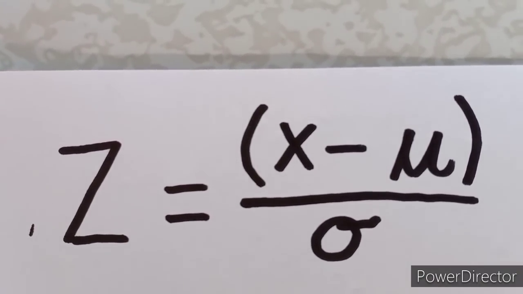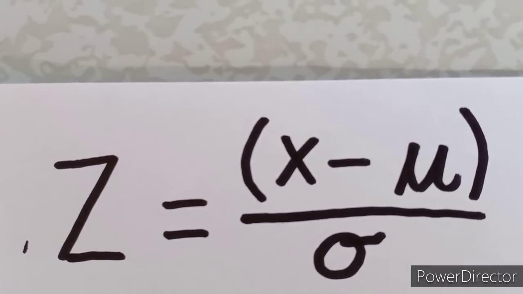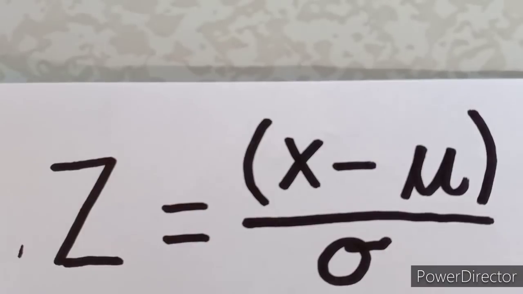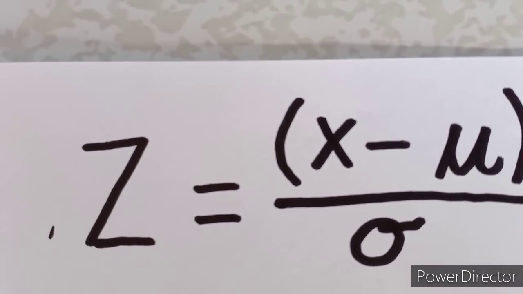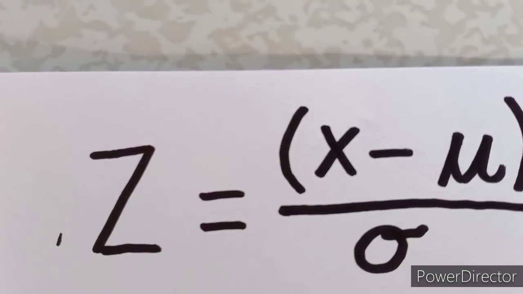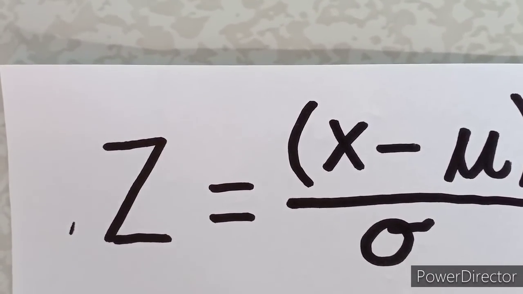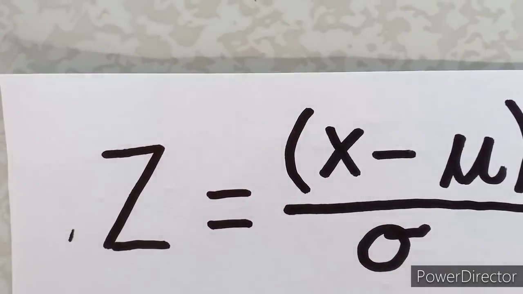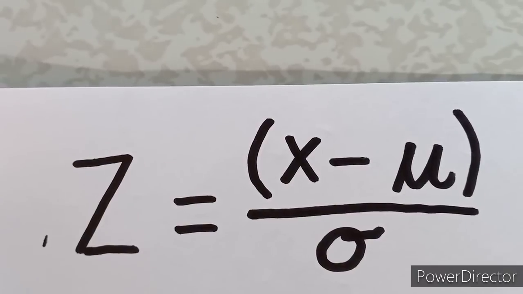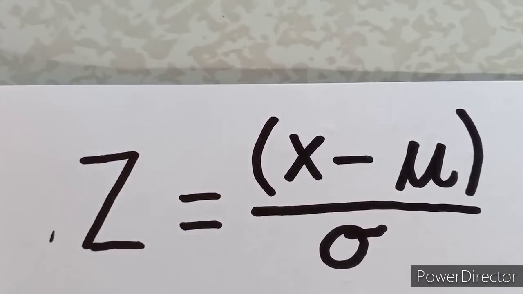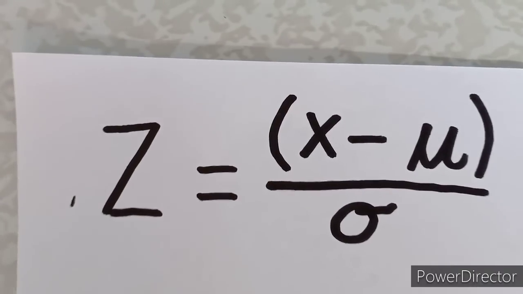Will you please give me an example for number 3? Let's say, for example, Z is equal to 1.75. Let's say our standard deviation is equal to 3, and our X is equal to 20. So what is missing now is our mean.